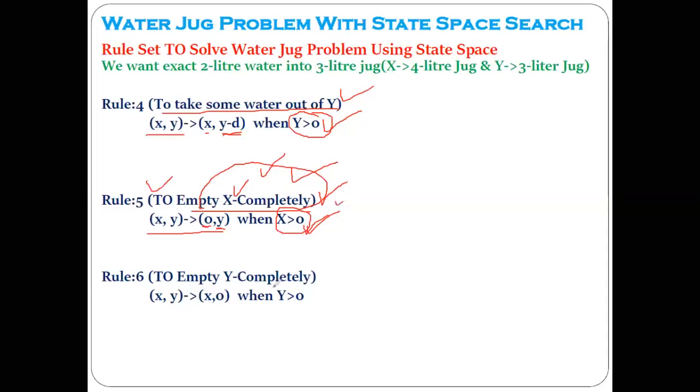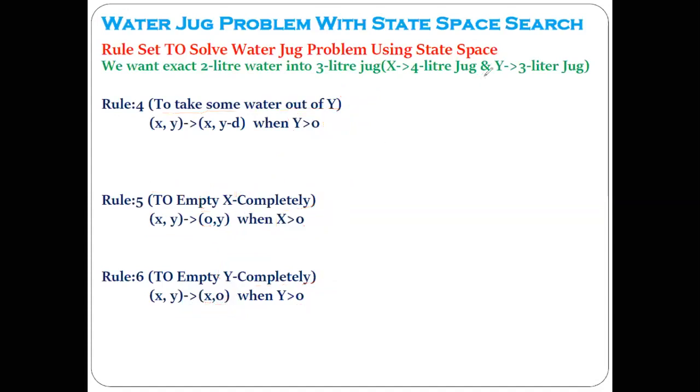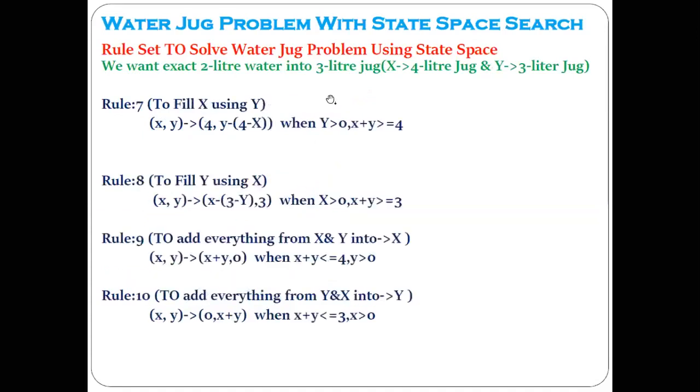Completely similar, opposite to that, if you want to empty Y completely, what should be the condition there? Y must be greater than 0. Yes, sir. And you can use the state space representation like this: X comma Y implies X comma 0. Simple? Yes, sir. Okay. Let's see the other rules.